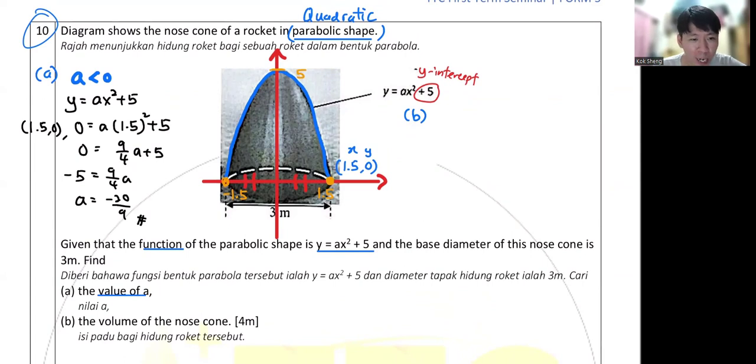Okay, good. Let's go for the last one. B, getting the volume of the nose cone. I write again the equation after you find the A value. A is negative 20/9. Okay, this is the equation of the set face. So to find the volume of the nose cone, I recall back the formula first. We have two formulas.